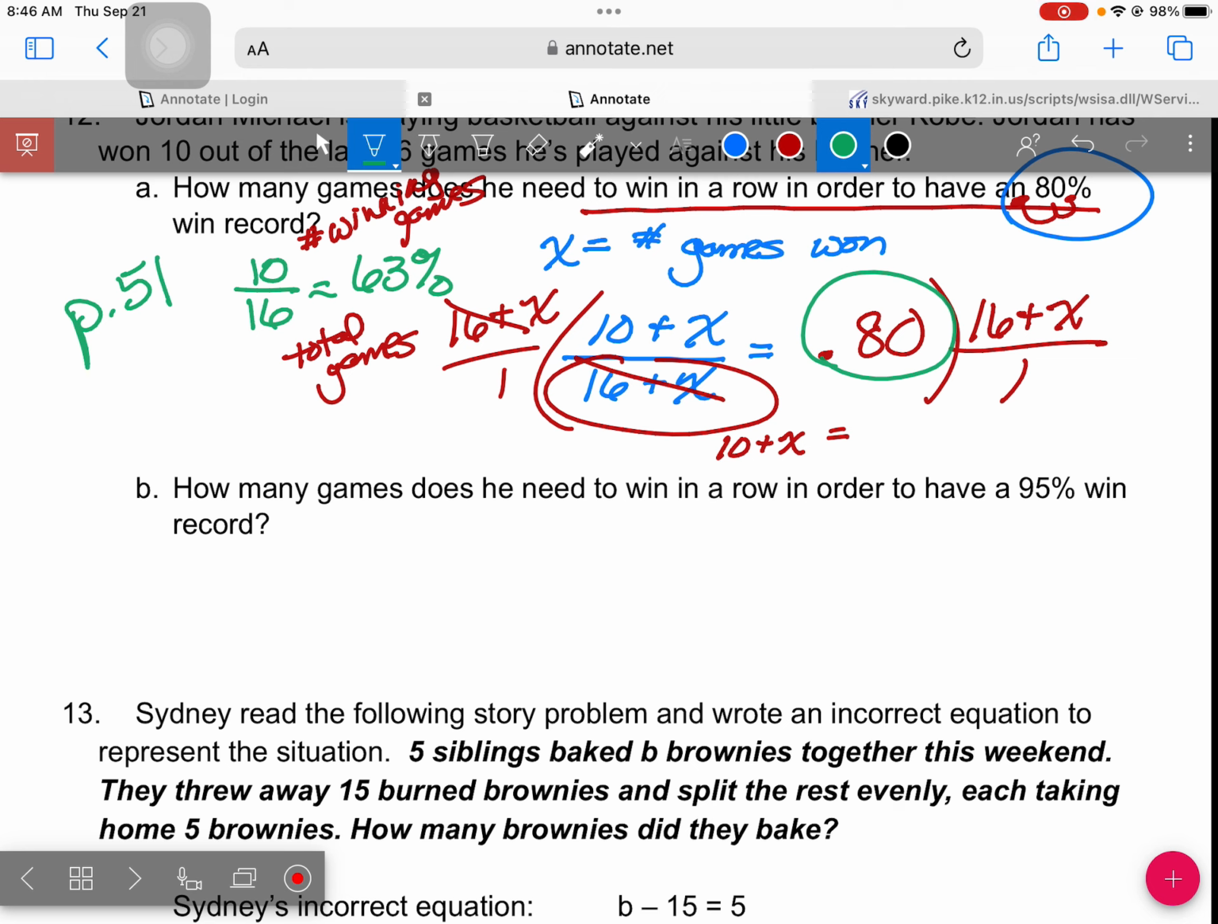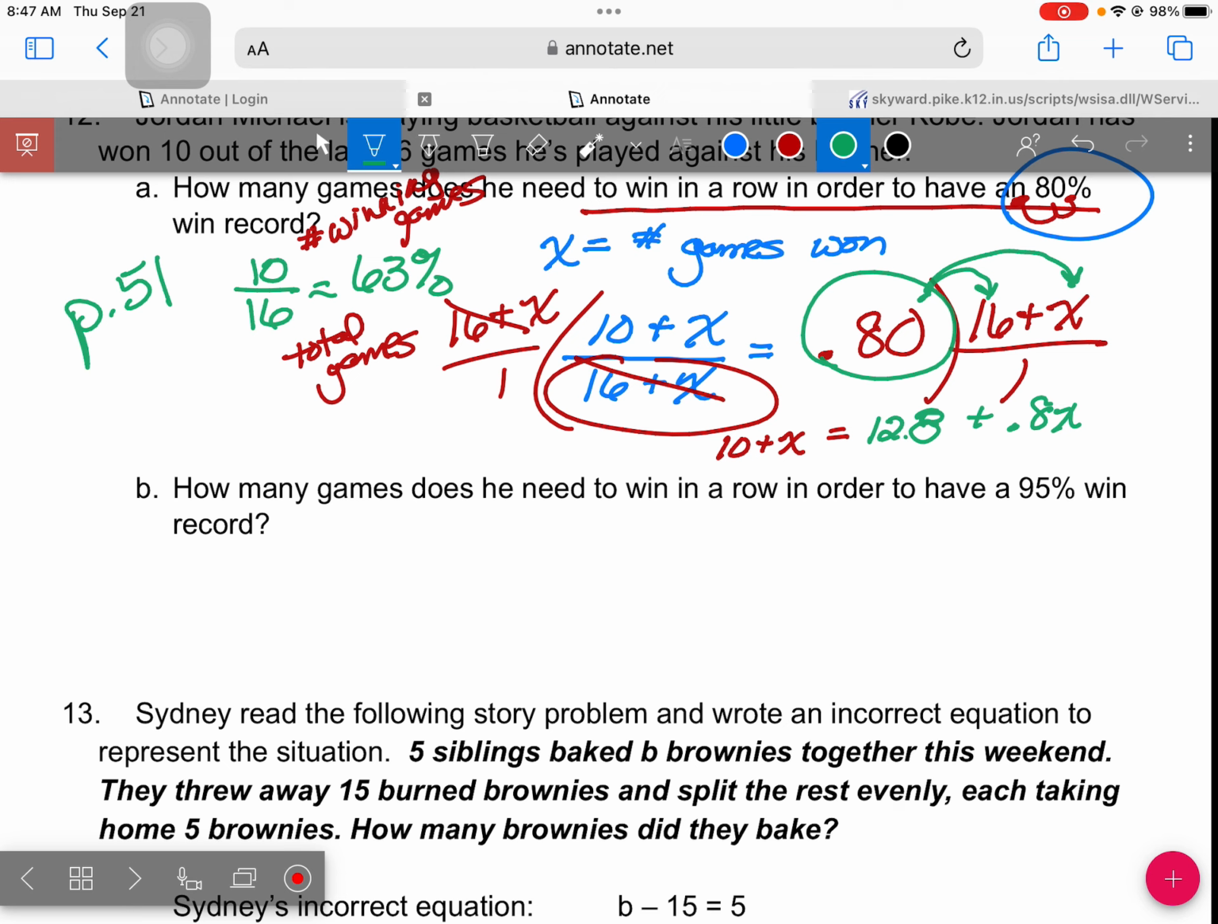Very important. I had one student that did not do that, and that's why they were coming up with the wrong answer. So 0.8 times 16, I think is 12.5. 12.8, thank you. Plus 0.8 times X.